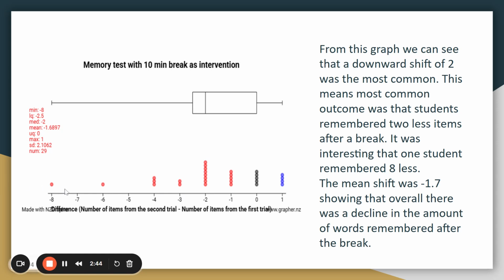So I probably want to try and figure out how far that student had moved. The mean shift from here is 1.7, negative 1.7. So that means a decline over the whole lot of 1.7 words averaged out. We've also got 4 in the positive, which is quite interesting, and 5 that stayed the same, though we may not talk about those. Up here we can see that the middle 50% only moved between negative 2.5, let's say, and 0. So that's not a grand shift.